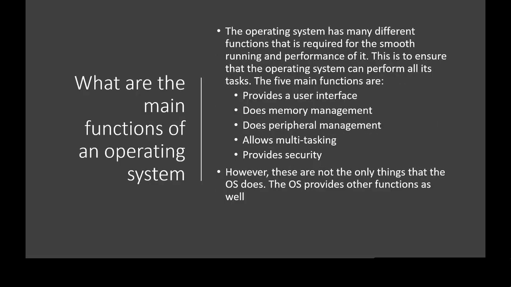What are the main functions of an operating system? The operating system has many different functions that are required for its smooth running and performance. This is to ensure that the operating system can perform all of its tasks. The 5 main functions are: provides a user interface, does memory management, does peripheral management, allows multitasking, and provides security. However, these are not the only things that the OS does. The OS provides other functions as well.